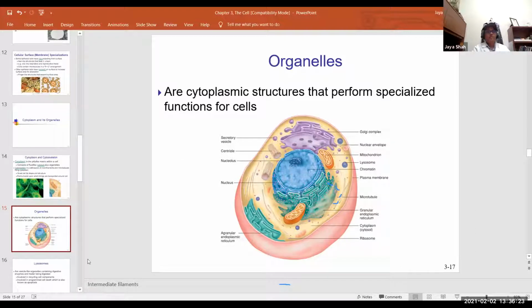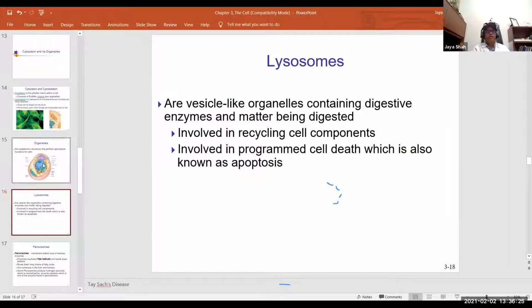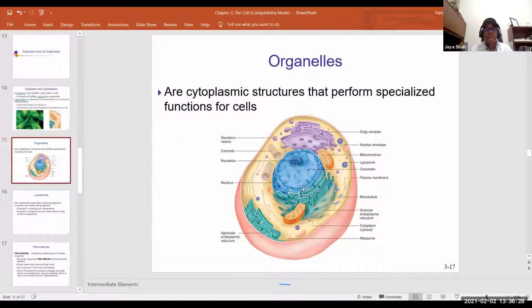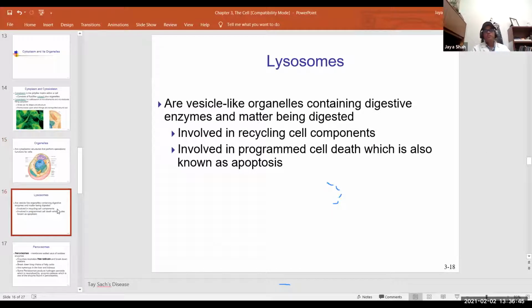The organelles, first let me talk about all the organelles here. Let's see. We have the mitochondria, ribosomes, endoplasmic reticulum, centrioles, lysosomes, peroxisomes. So lysosomes are vesicle-like organelles containing digestive enzymes and matter being digested. So lysosomes contain hydrolytic enzymes, all the hydrolytic enzymes.